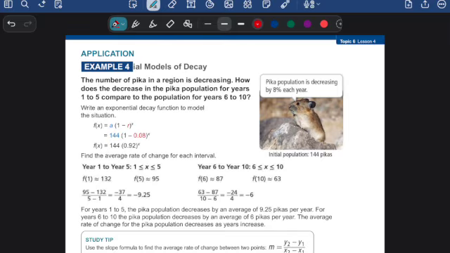Example 4, another application problem. So anytime you're dealing with population, either population growth or population decay, losing population, you're going to be talking about exponential functions. These are used a lot in the real world, especially in science, biology. The number of pika in a region is decreasing. Look at these cute little rodents. How does the decrease in pika population for years 1 to 5 compare to the decrease for years 6 to 10? So we're going to look at two different intervals.